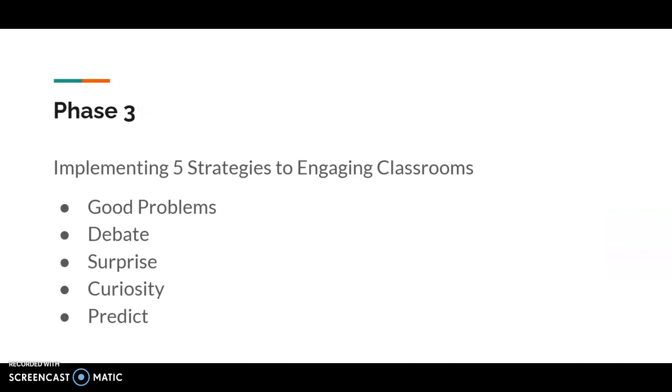And so essentially during this phase three, I want to implement the five strategies to engage students in the classroom that I overheard. The first thing we have to do is provide good problems for our students. We have to make sure that students are relating to the problem and it's not so procedural where I'm just doing this step to do that step and then I get my answer. We want students to be problem solvers. They want to solve and they want to learn and they want to think.